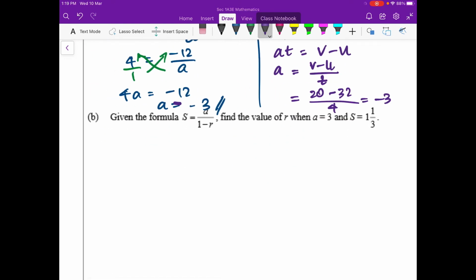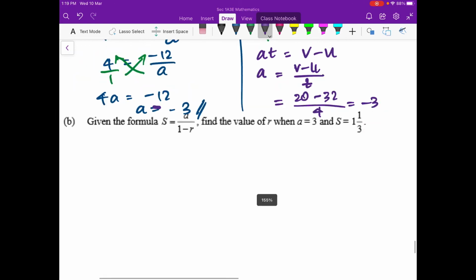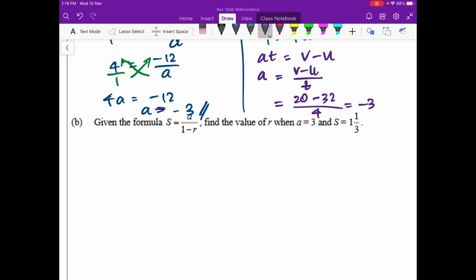So next, method 1 and method 2, I am going to use method 2 from here on, just to practice the algebra instead of putting in numbers and then evaluating numbers. Okay, so find the value of r. Make r the subject.